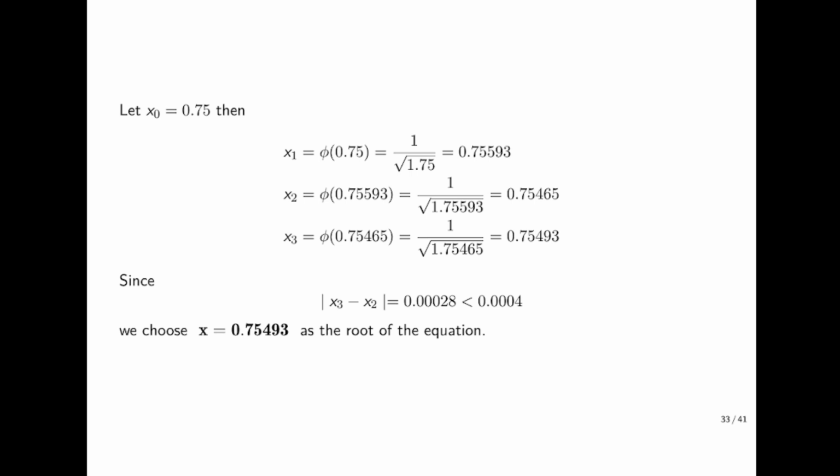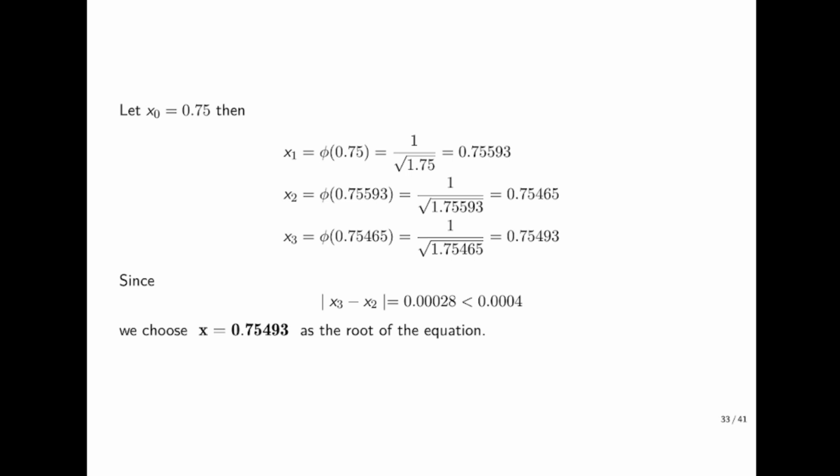For the iteration method, we will start with an arbitrary number x0. Here we will start with x0 equal to 0.75. Then x1 will be phi of 0.75, which after calculation you will get 0.75593. Immediately you can calculate the difference between x1 and x0. Since it is not less than 0.0004, we will not stop the procedure. We will continue to calculate x2.